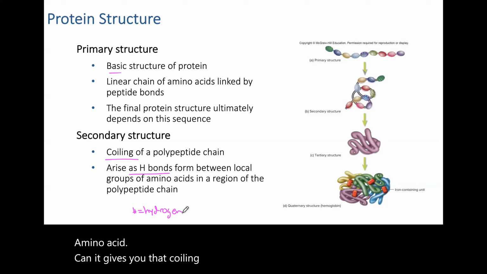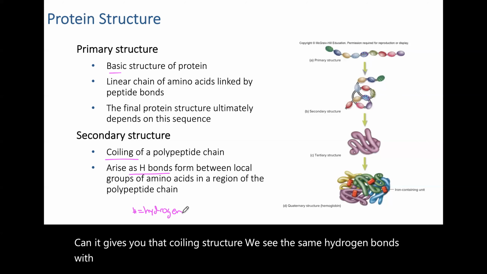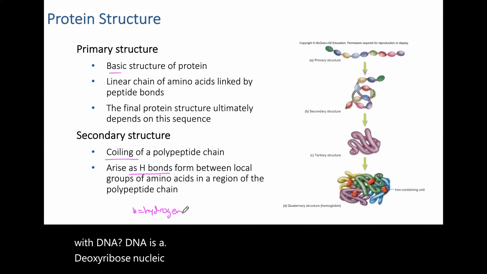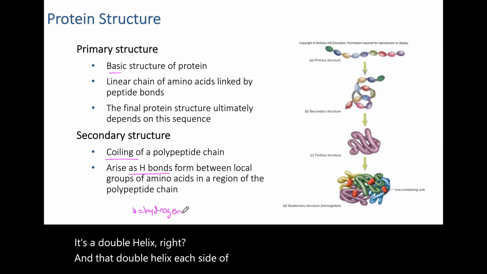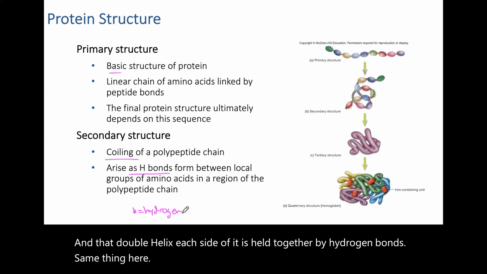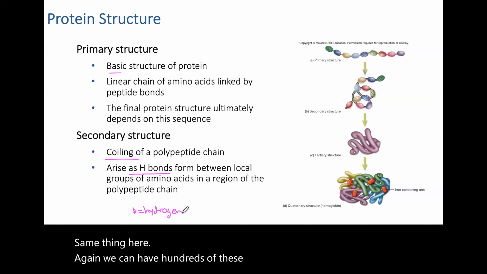We see the same hydrogen bonds with DNA. DNA is deoxyribonucleic acid, 2 strands of DNA twisted around each other. It's a double helix, right? And that double helix, each side of it is held together by hydrogen bonds. Same thing here. Again, we can have hundreds of these things strung together.